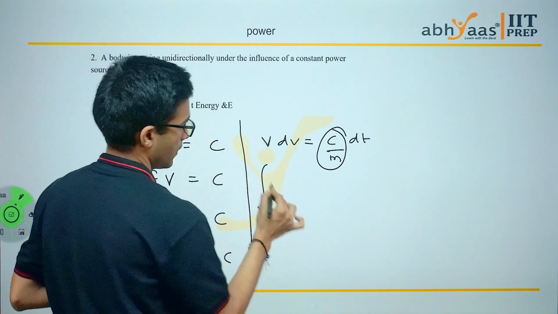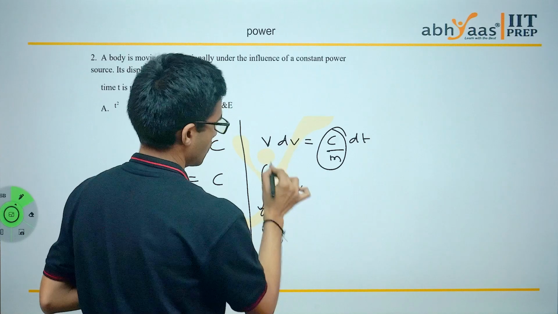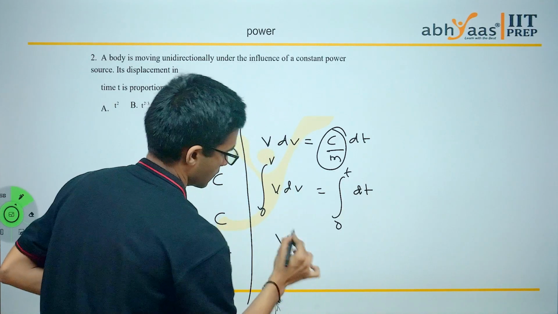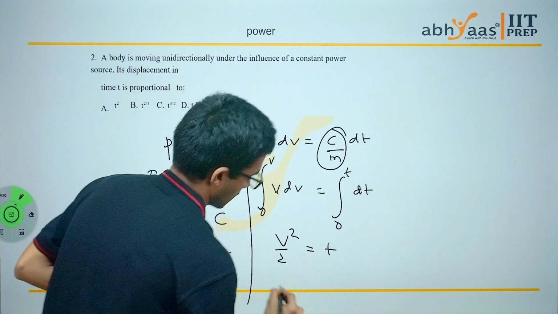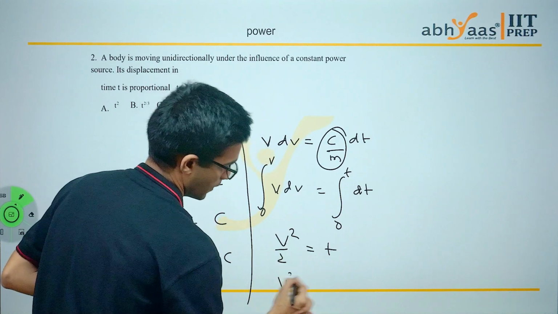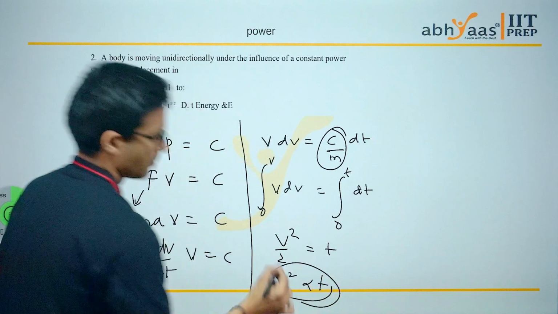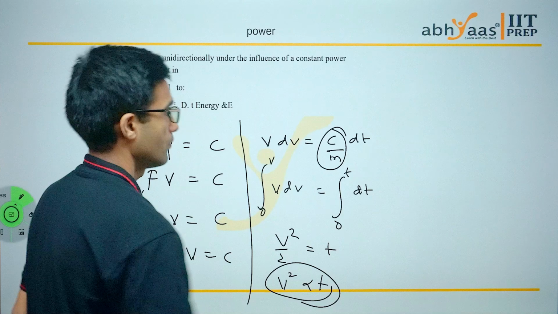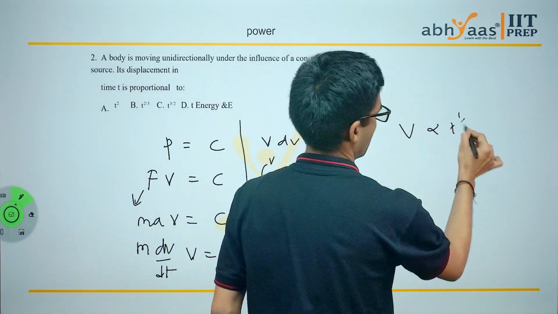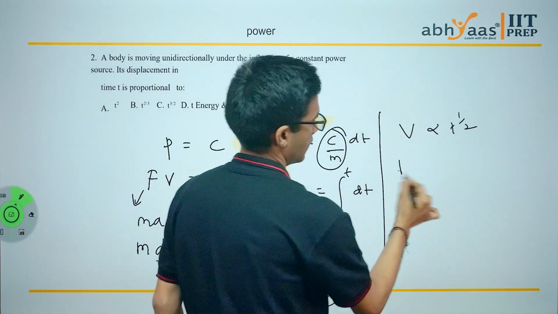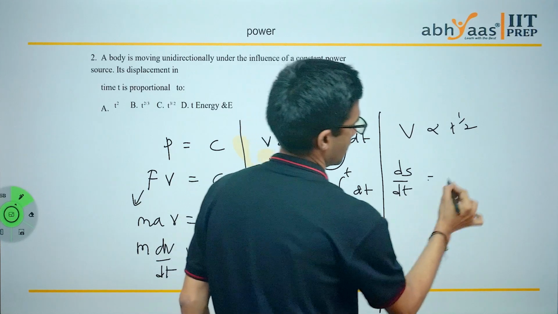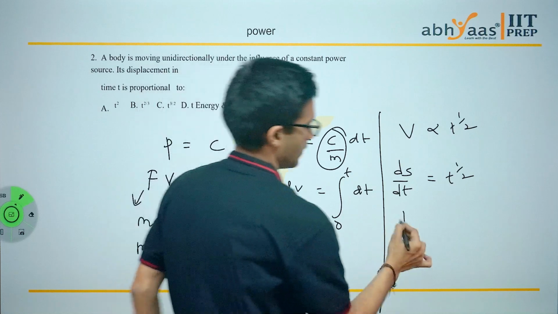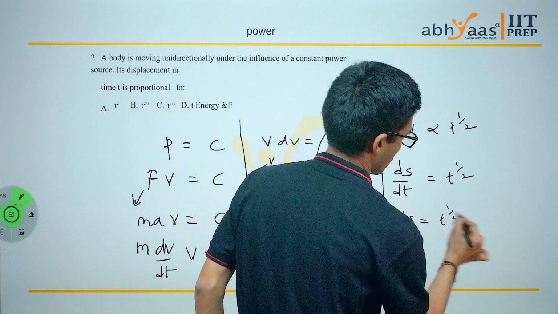It is going unidirectionally. If you apply integration of V dV from 0 to V, equal to 0 to T dt, V square by 2 is equal to T. V square is proportional to time T. But what we want is displacement. V is proportional to T power 1 by 2. So velocity is equal to displacement by time, ds by dt equal to T power 1 by 2, constant again. That's why ds is equal to T power 1 by 2 dt.